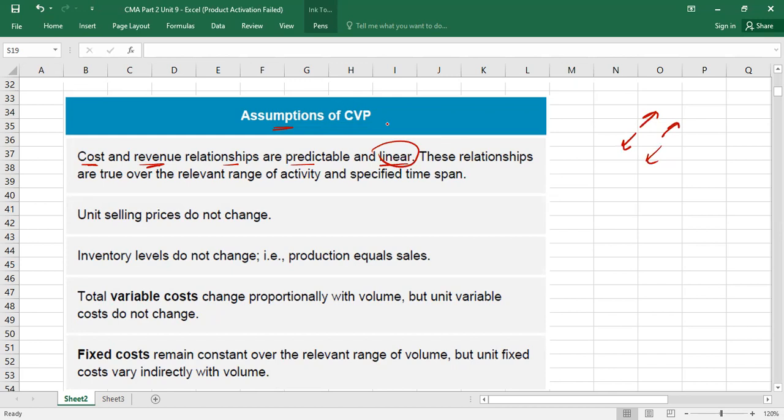Linear relationship means when one variable increases, what will be the effect on the other variable? Obviously, the other variable should also increase. If one variable decreases, the other variable will also decrease. So the first assumption is that the cost and revenue relationships are predictable and linear. Understood? And please also remember, we also assume these relationships are true over the relevant range of activity and specified time span. So let me explain this also. What does relevant range mean? This concept we studied in part 1 also, so let me quickly repeat it.